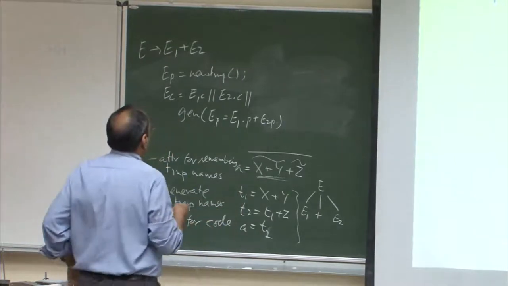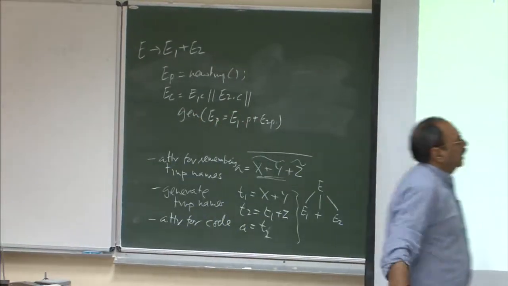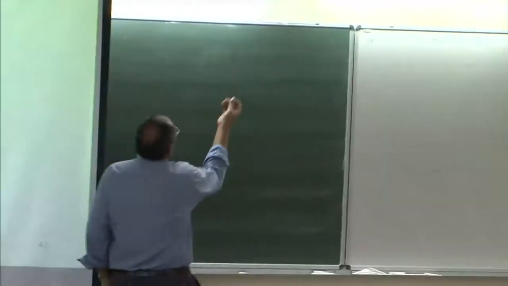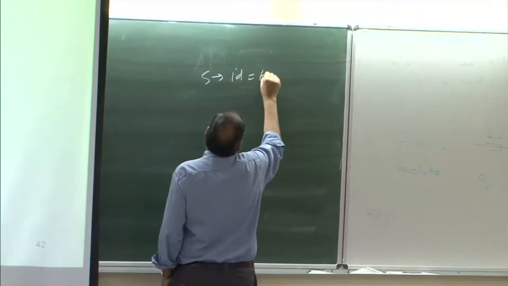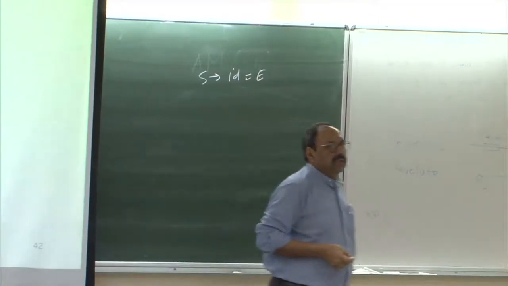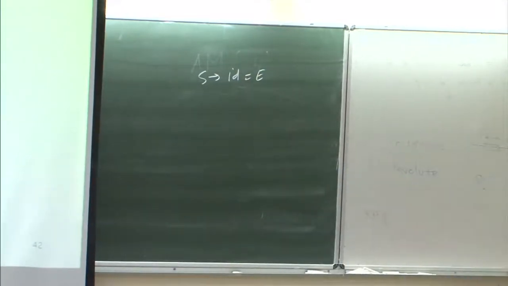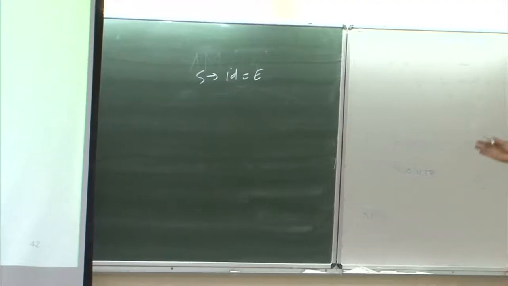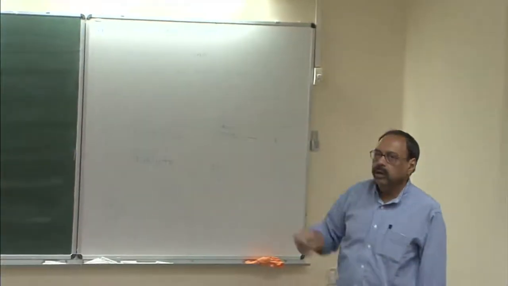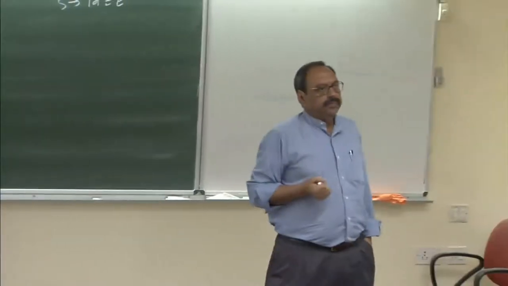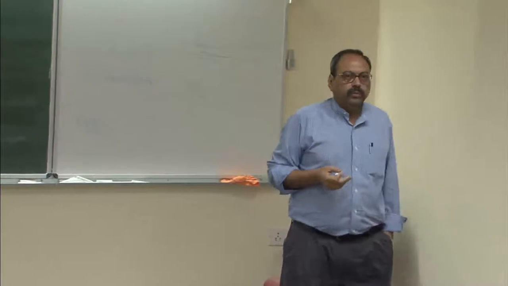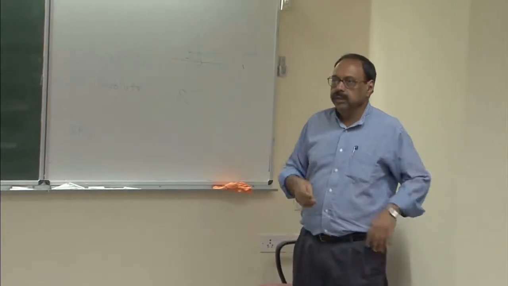Similarly, if I want to write now a rule for saying that I have a statement, so if I say that my rule is something like this, that ID is assigned an expression, then what is the kind of code sequence I generate for this now? So let's look at this and try to write a rule for this particular grammar. So what are my attribute rules here?